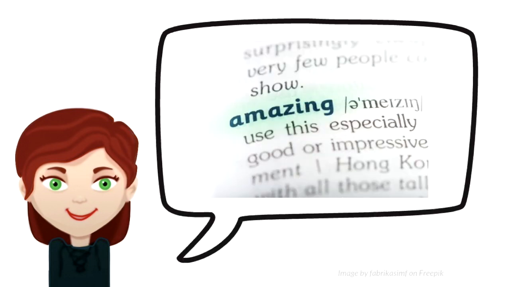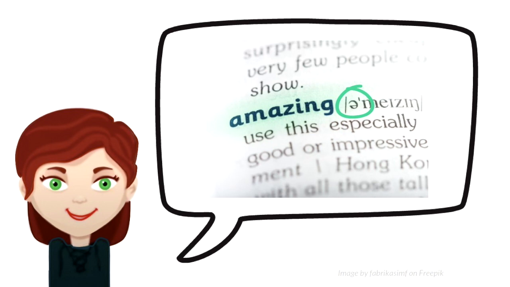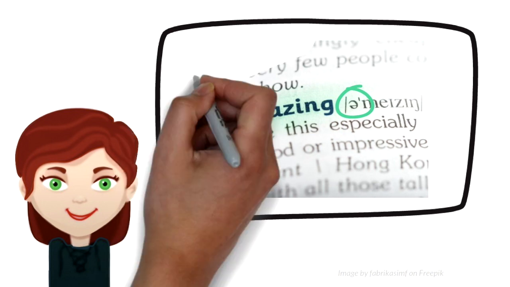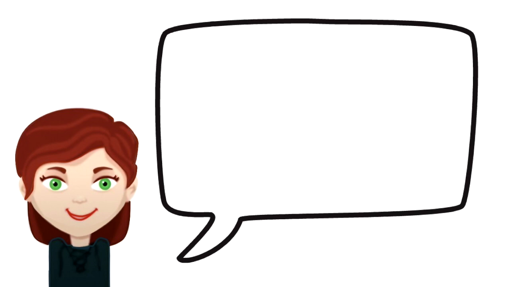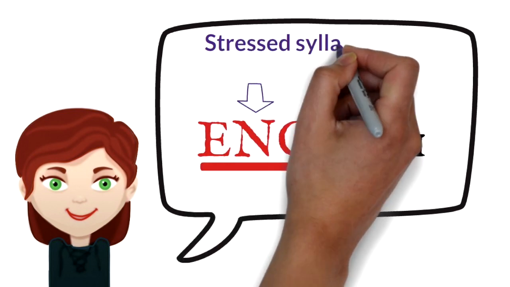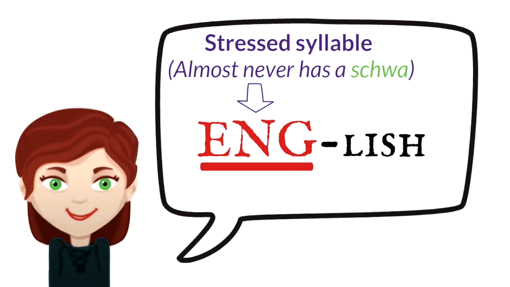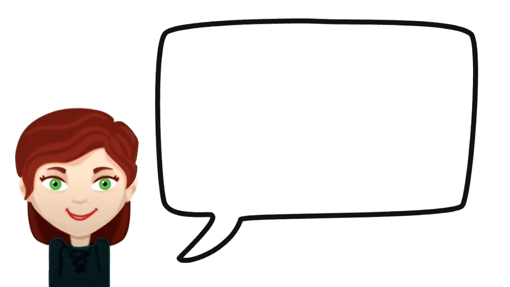If you look up a word in a dictionary, the pronunciation will be there, and you can look for the schwa symbol. But one very useful guideline is that a schwa rarely appears in the stressed syllable of a word, the loudest part. That's because the schwa sound is very quiet and almost invisible, and it's very difficult to put stress on an almost invisible sound.